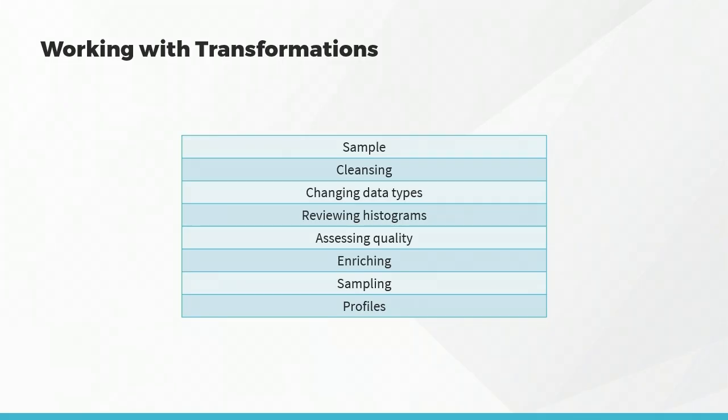Enriching our data is important for when we're working with data sets. We may want to take another data set and use it to impute the data that's currently missing. So I can do some type of union or join operation. And then sampling, again, is important.